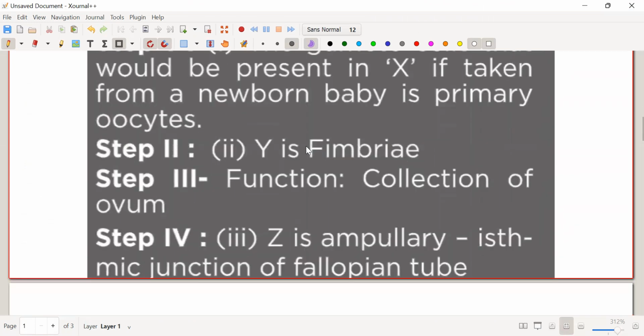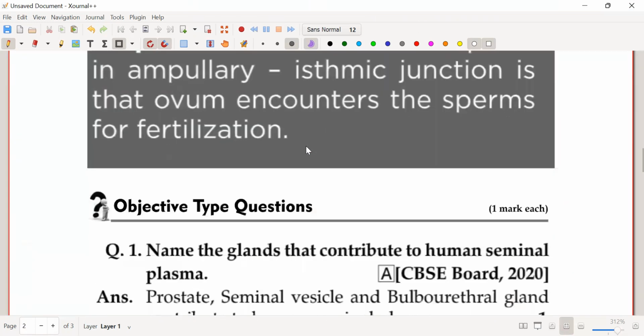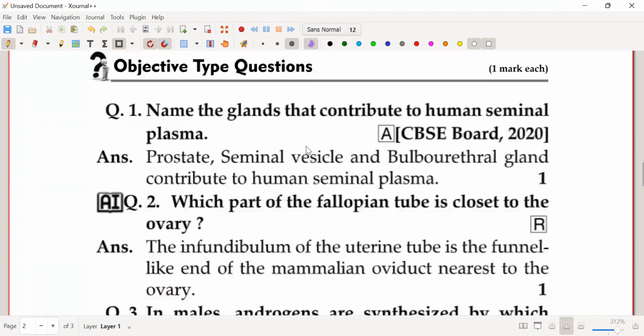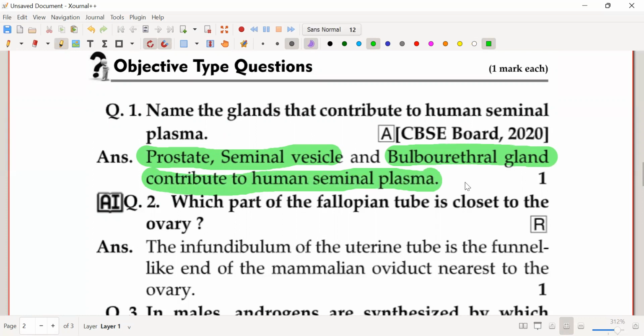What are the other types of questions we can expect? Objective: name the glands that contribute to human seminal plasma. The prostate, seminal vesicle, and bulbourethral gland produce the seminal plasma, which is 60 to 70% of semen.